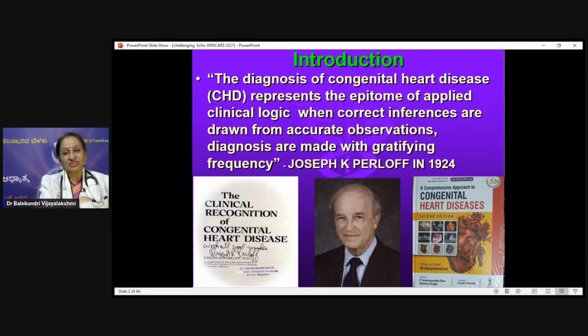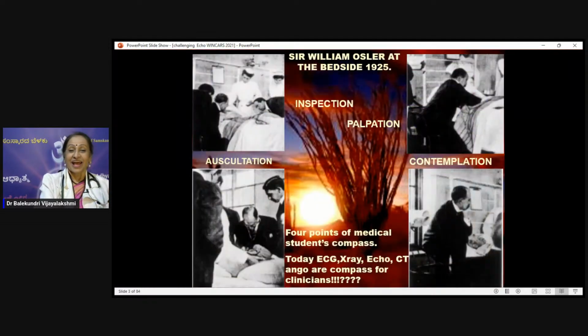The diagnosis of congenital heart diseases represents the epitome of applied clinical logic. When correct inferences are drawn from accurate observations, the diagnoses are made with a gratifying frequency. That's what Joseph Perloff said. And I read the Clinical Recognition of Congenital Heart Disease written by him not once, twice, thrice when I was a postgraduate. But later on, when I wrote the Comprehensive Approach to Congenital Heart Disease, he was the first one to write the preface for that book.